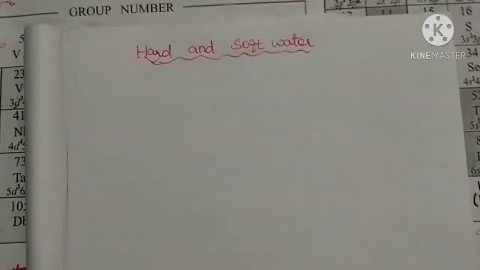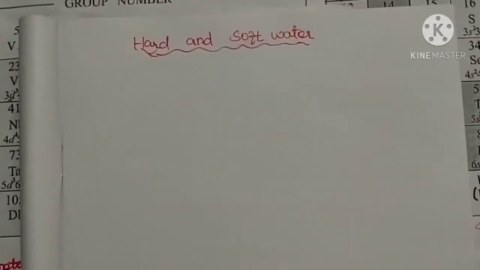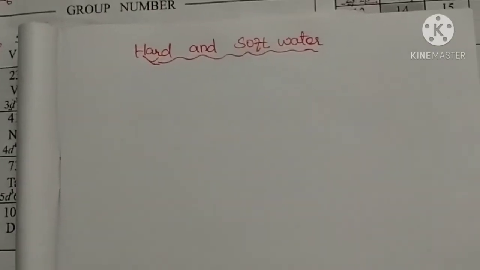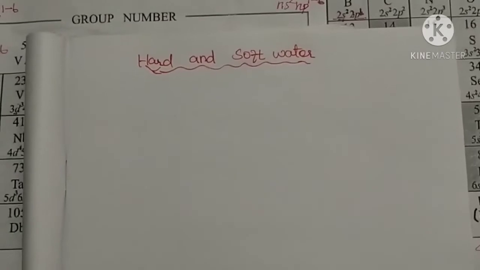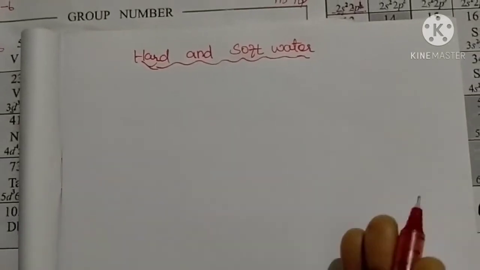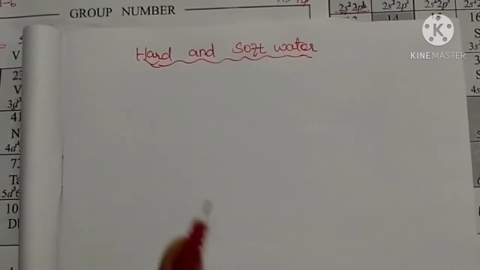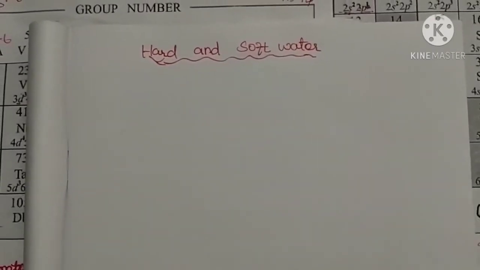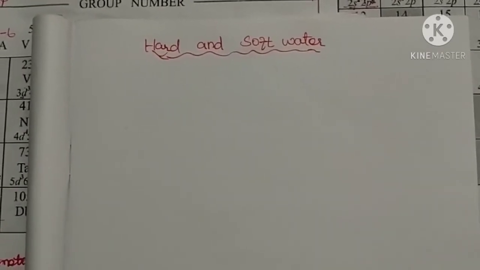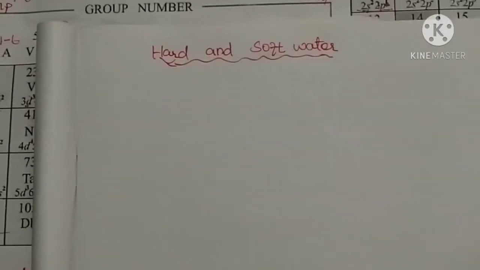Why? Because of the character of water: hard and soft water. Generally, hard and soft water have opposite characters. Hard water can't give much froth when using detergent and soap.